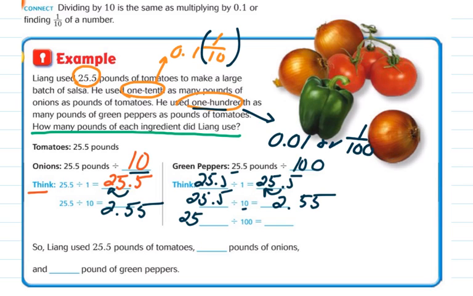Again, our dividend is the same. 25 and 5/10 divided by 100. There's two zeros. So that means that in a benchmark number, we're going to move, again, 2 zeros. 1, 2. And we get the answer of 255 thousandths. So, boys and girls, Lang used 25 and 5/10 pounds of tomatoes, 2 and 55 hundredths pounds of onions, and 2 and 255 thousandths pounds of green peppers.